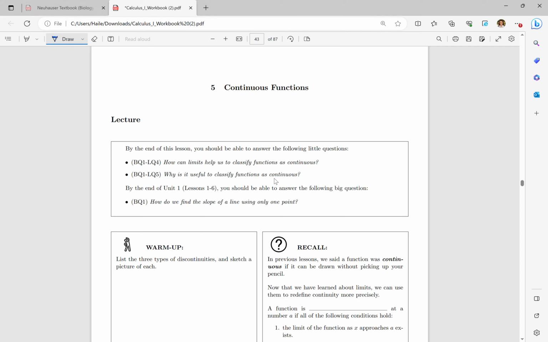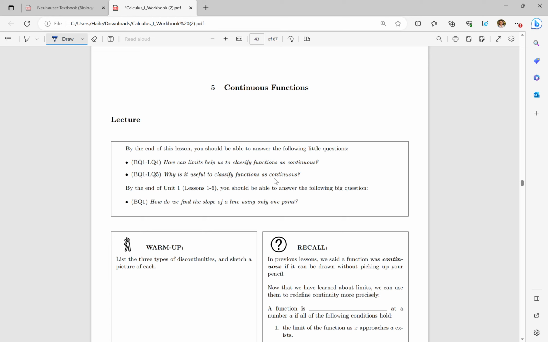In this video, we're going to talk about continuous functions. A couple of lessons ago, we talked about continuous functions using the definition of continuity that dealt with just not being able to pick up your pencil when drawing a function. What we're going to do now is tie this idea into limits, since that's what we've been learning about.